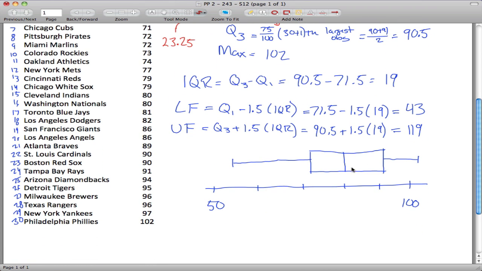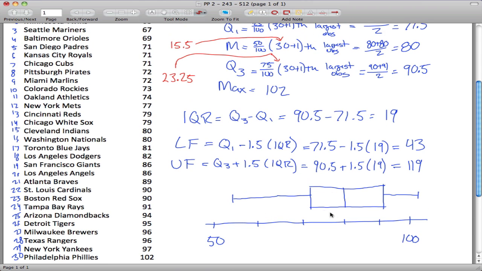So you get something like that. It looks like maybe my data is a little bit left skewed because this tail is a little bit longer, although it's hard to tell. It's not too far from symmetric. But at any rate, no outliers. Here's your box plot. If you wanted, you could label these as Q1, M, Q3, max and min. Something similar to this.